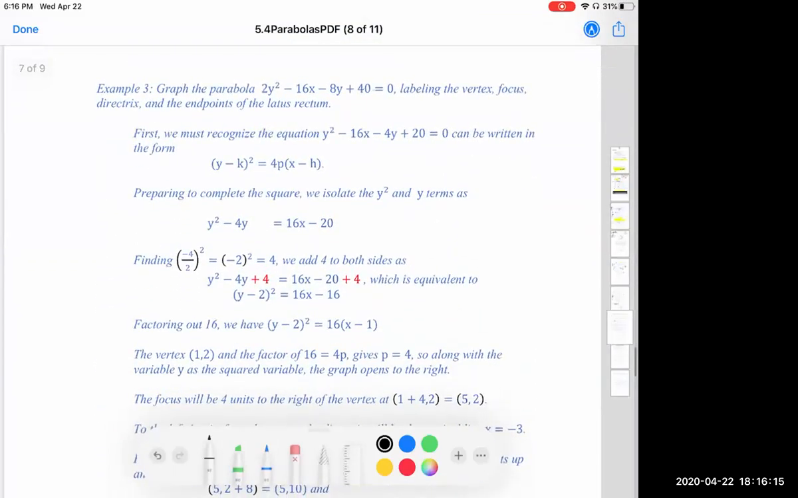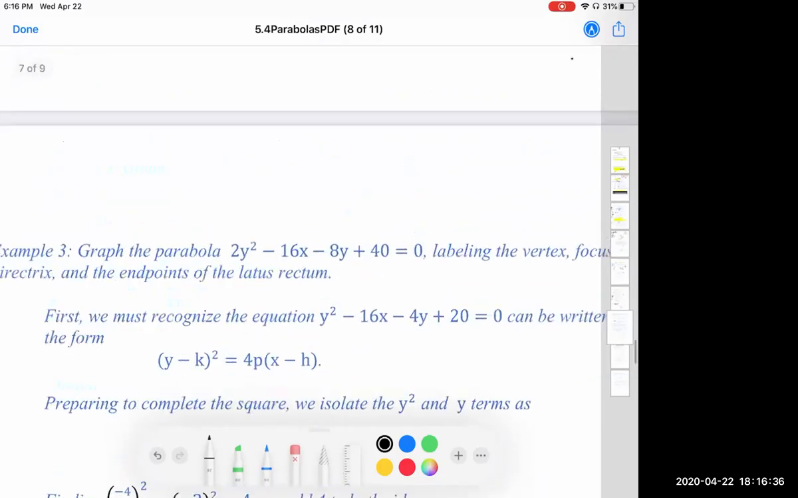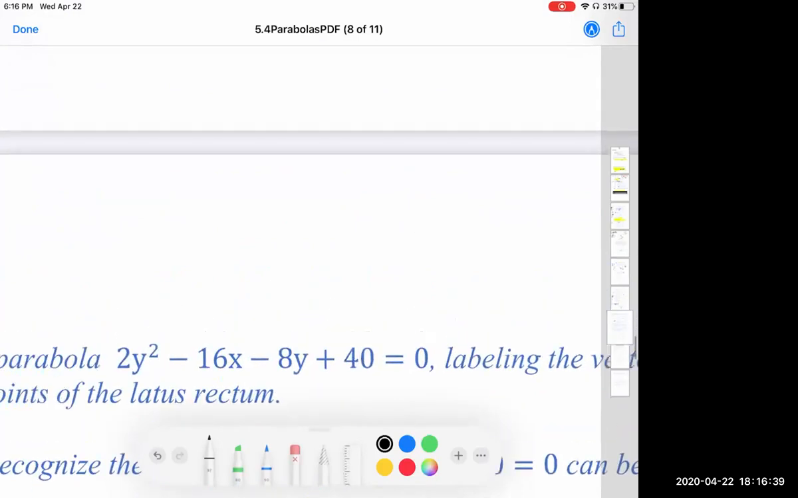Let's move into example 3. Graph the parabola 2y squared minus 16x minus 8y plus 40 equals 0, labeling the vertex, focus, directrix, and endpoints of the latus rectum. Okay, so before even looking at the rest of our work, we know some stuff, right? From the y squared, I know it's going to open left or it's going to open right. Now the rest I don't know. I have to do some work so that I can write it in standard form.